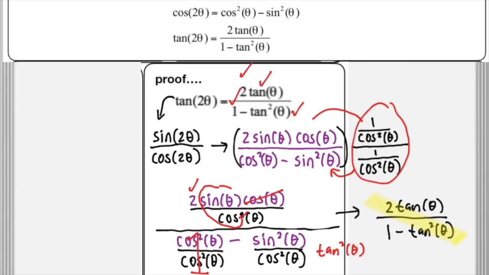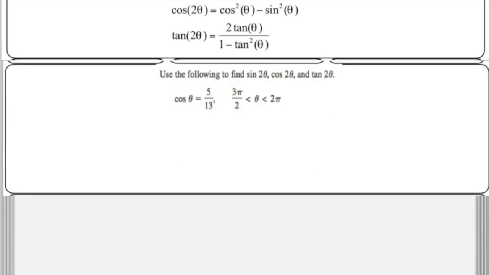Okay, so that's where the double angle formulas come from, and so let's take a look at some of the uses for these guys. Here's one that's going to give us a little bit of an exercise in all of the formulas here. It says, use the following to find the sine of 2 theta, cosine 2 theta, and tangent 2 theta. And then we have, as in previous videos, some information that's given to us. So let's go ahead and draw out a triangle the same way that we did.